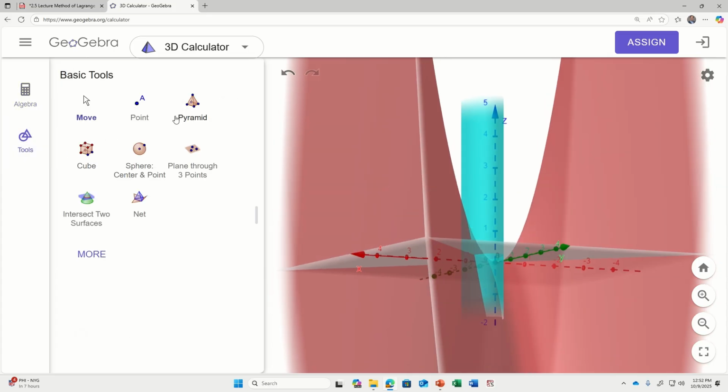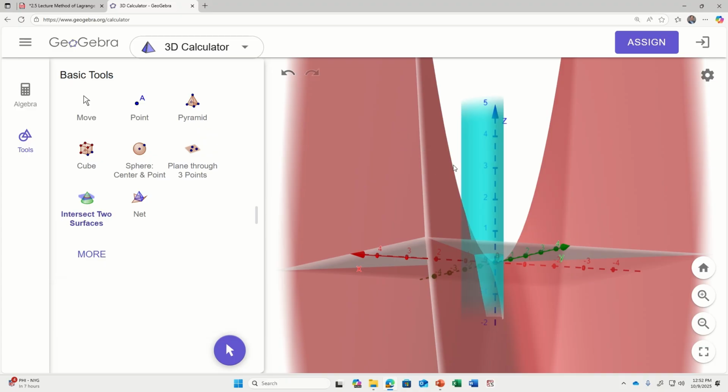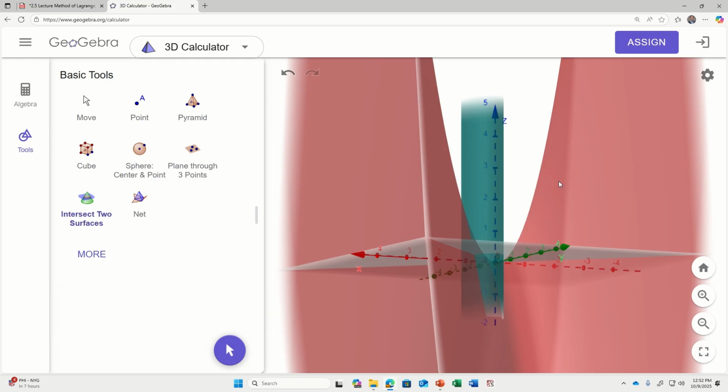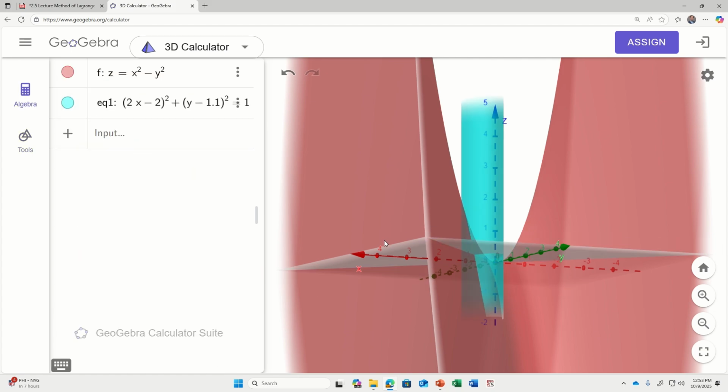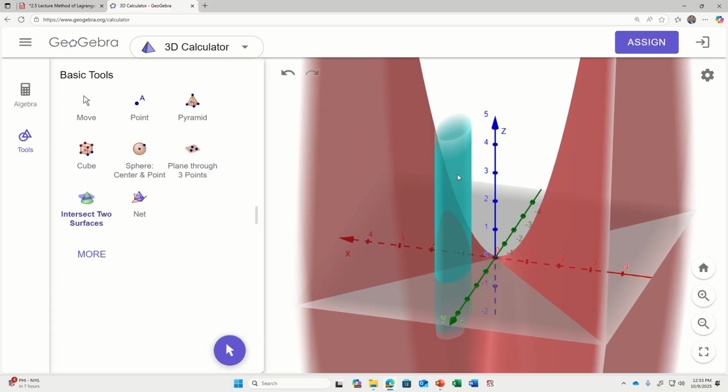And I can even make this look a little bit more. Select two surfaces, 1, 2. Let me try again.